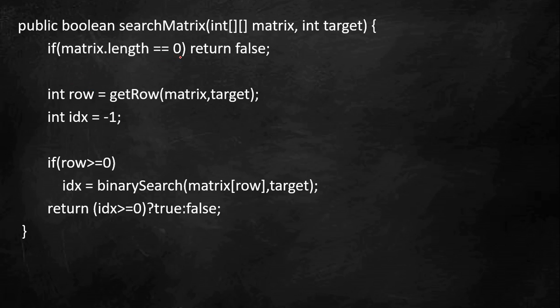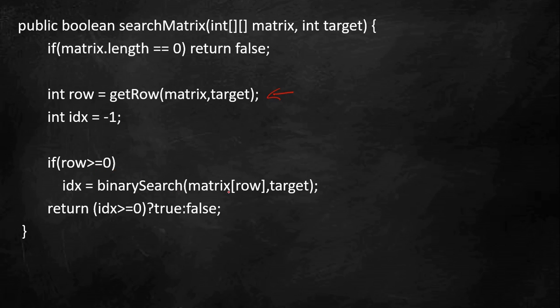If the matrix length is 0, that means there are no elements, so return false directly. Then first call the getRow method here. If the row is greater than or equal to 0, only then do the binary search. But if it's not able to find the row at all, then you can directly return false. So that's what I've done here. The index is initialized at -1, and if the index is greater than or equal to 0, only then return true, else return false.